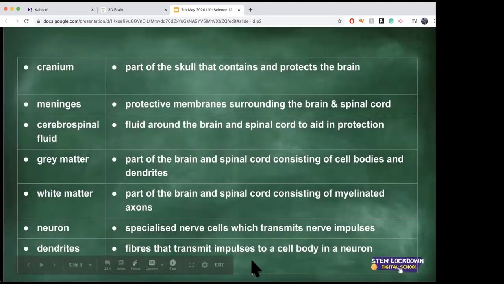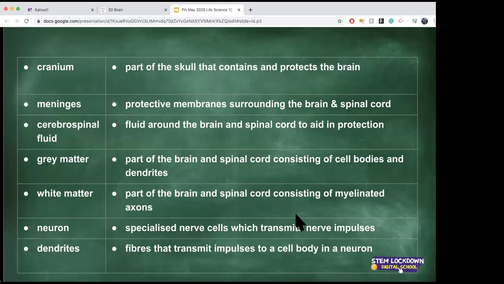Now, important words to know for the central nervous system are cranium. Cranium is the term for your skull, and your skull protects your brain. Then we have meninges, and those are protective membranes surrounding the brain and the spinal cord. Don't forget about the spinal cord. Then you have cerebrospinal fluid. What I like most about these words is I feel really clever when I pronounce them. They are very medical sounding words. So cerebrospinal fluid is the fluid around the brain and spinal cord to aid in protection. Don't worry, as we go on, we'll discuss these more.